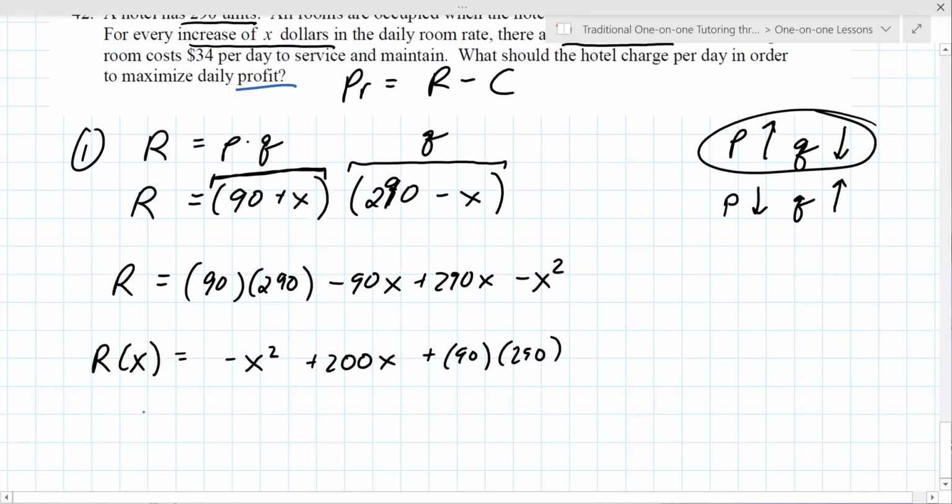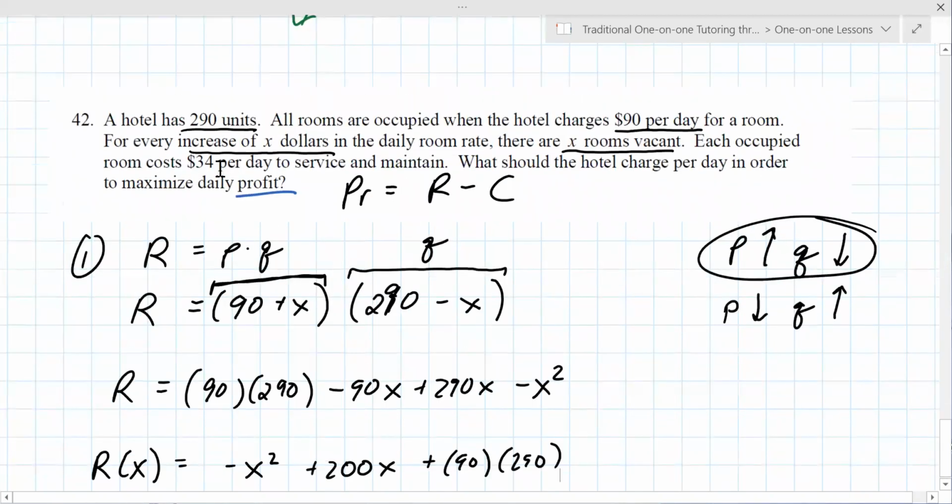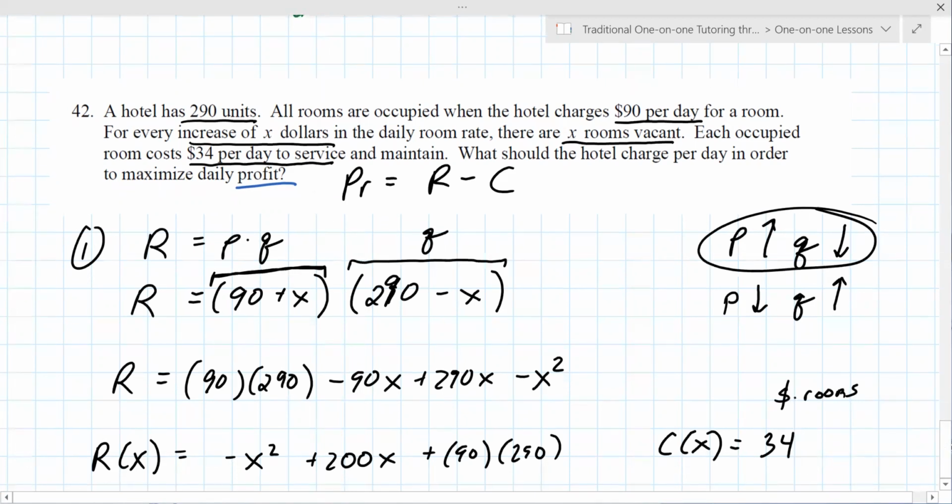What is the profit? I'm sorry, what is the cost? It says it's $34 per day. $34 per day, so the cost is 34x. X is the number of rooms. It's dollars times rooms. Okay, I'm sorry, this is not quite right. I apologize. It's $34 times the number of rooms. The number of rooms is 290 minus X.